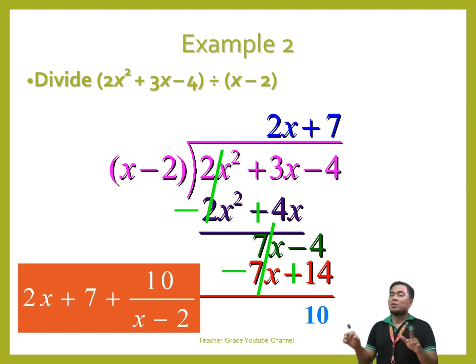So how are you going to express your answer? It is 2x plus 7 as your quotient plus your remainder, which is 10, over your divisor, which is x minus 2. So that is how you're going to express your answer. So your answer will be 2x plus 7 plus 10 over x minus 2. Bakit plus? Because yung 10 is positive. Pag negative yung remainder, then magma-minus kayo. Minus 10 over x minus 2.